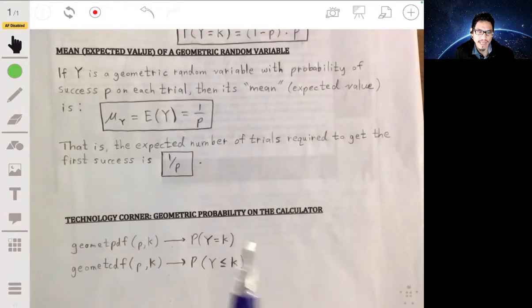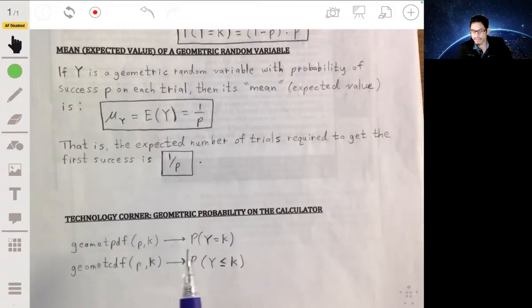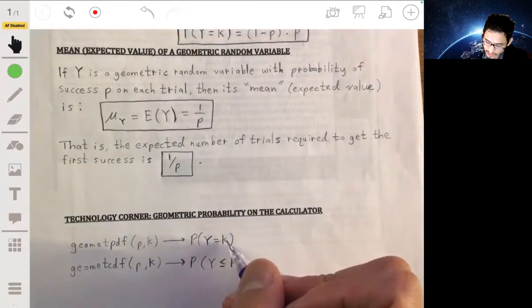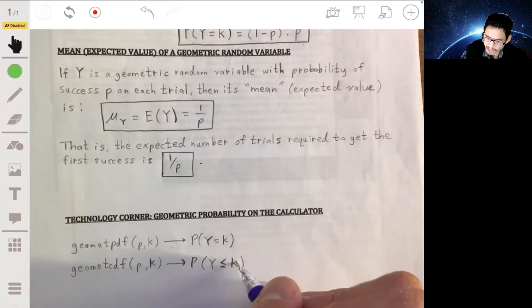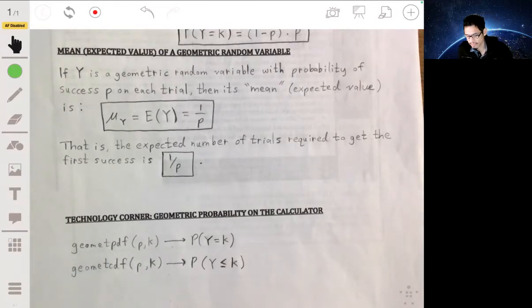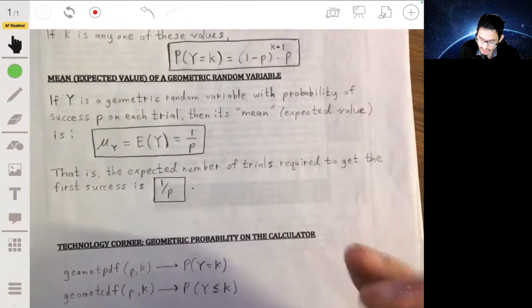And last but not least, because you probably want to use this, you can actually use your calculator to find geometric probability calculations. You can use them pretty similar to what we did for the binomial random variable distributions. You have the probability that y will be equal to k, or the probability that y is going to be less than or equal to k. And you'll use a geometric PDF or CDF function: probability density function, cumulative density function. So let's use a quick example with the problem we did again.